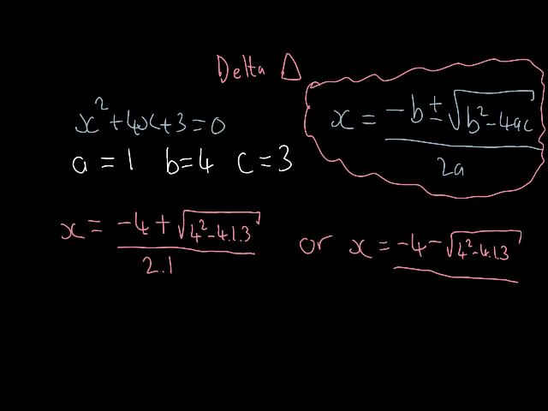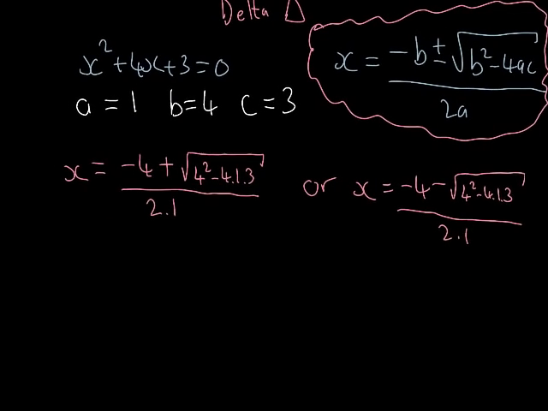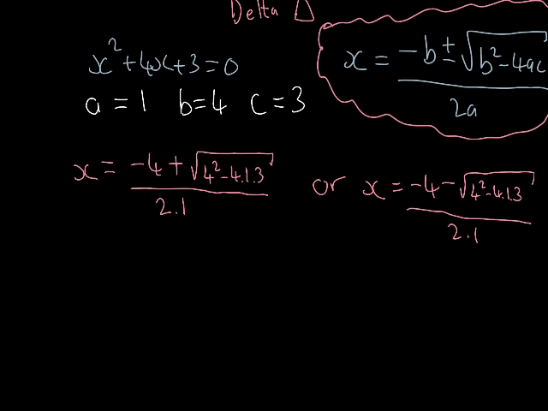Now we're not finished here, so I must be careful: I've still got 2 times 1. Let's see what this gets us. We have minus 4. Let's do this in our heads. We've got 16 for 4 squared, minus 4 times 1 times 3, well, that's 12. So I'm just going to have the square root of 4 over 2. Taking that a step further, the square root of 4 is 2. Minus 4 plus 2 is minus 2. Minus 2 over 2 is minus 1.